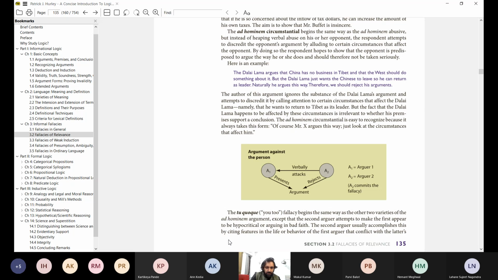I mean, the point is just that it's ad hominem because we are deflecting attention from the content of a person's argument to some fact about them, but we're not making some independent attack on them. We're just pointing to this fact about their situation, about their circumstances, as a reason not to take what they're saying seriously.